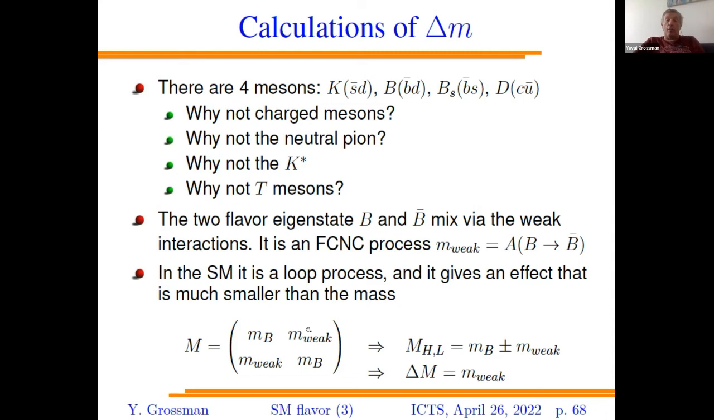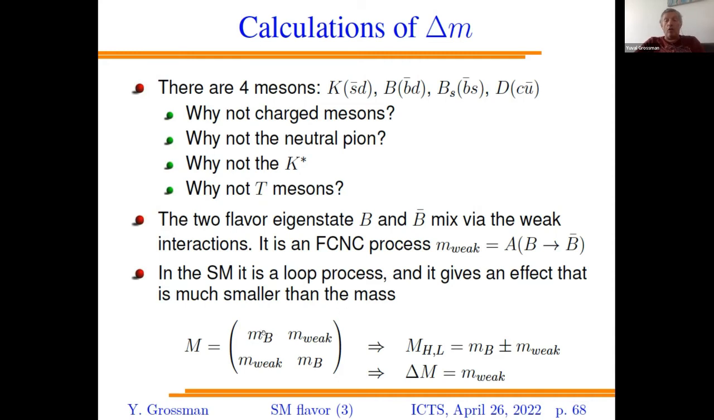And then we have the following mass matrix. The thing on the diagonal is the fundamental mass of the B meson, and the off-diagonal terms are these weak interaction terms that move me from a B to a B bar. This mass matrix is in the B, B bar basis. You look at this mass matrix, you know how to diagonalize it. The eigenvalues are MB plus or minus M weak, and delta M is M weak. Delta M is the difference, and M is the sum.